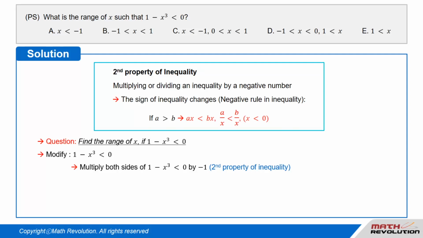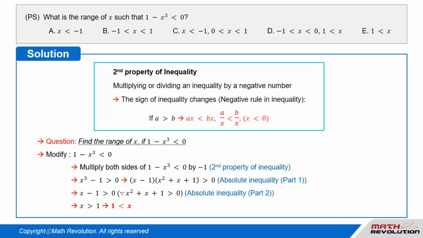Let us modify 1 minus x cubed is smaller than 0 to x cubed minus 1 is greater than 0 by multiplying both sides of the inequality by negative 1, according to the second property of inequality, negative rule in inequality. Now, we can expand x cubed minus 1 is greater than 0 to (x minus 1) times (x squared plus x plus 1) is greater than 0 by absolute inequality part 1.